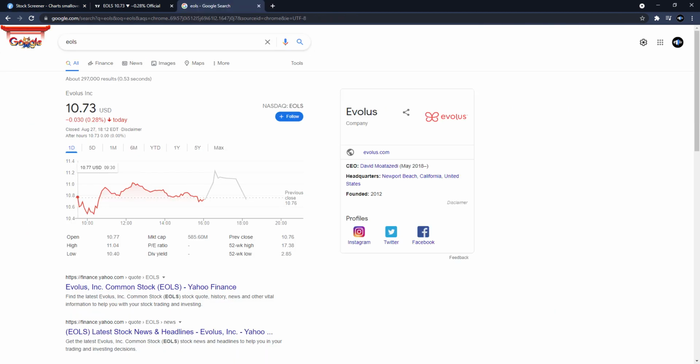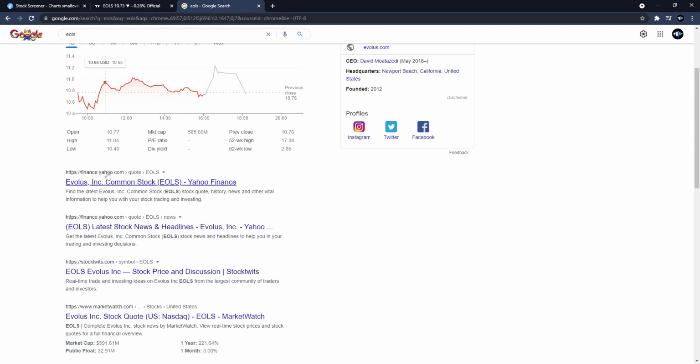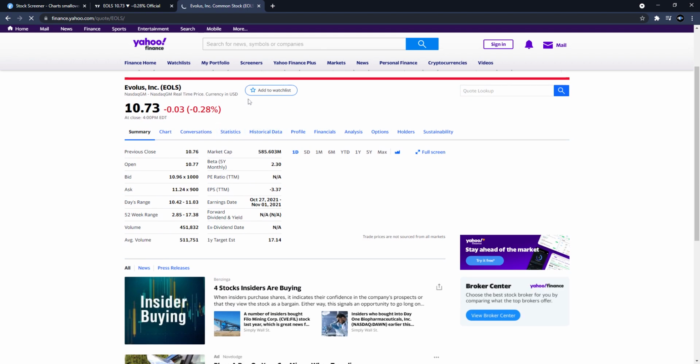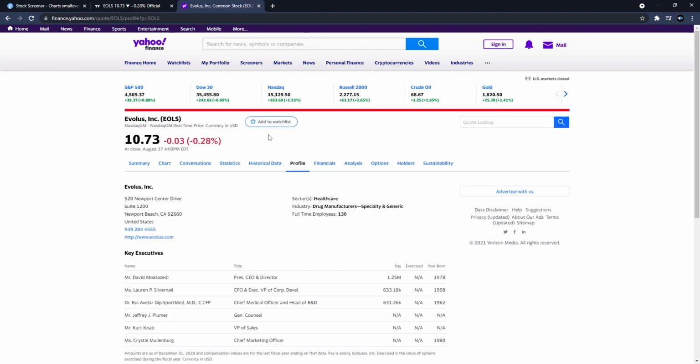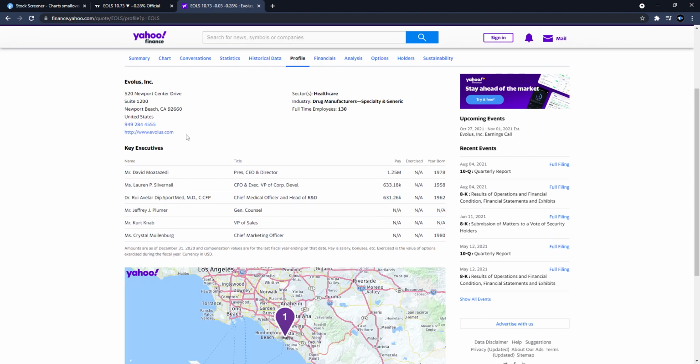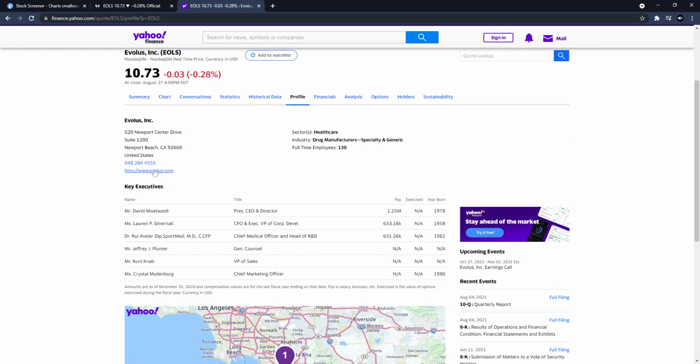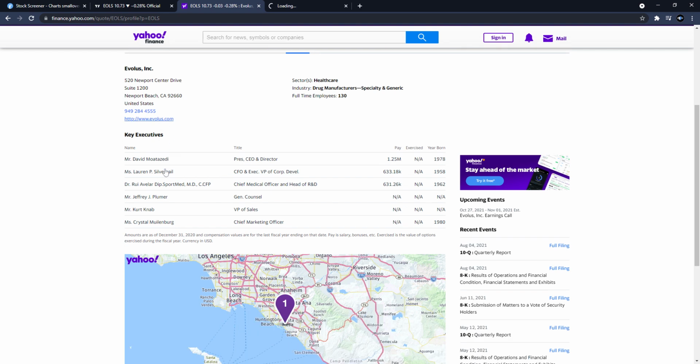So as you can see here, we have Evolus. I don't know if that's the right way to pronounce it, but if you go on Yahoo Finance right here, you can see if there's some information about it. Yeah, we have. Go on profile. That's the simplest way I found out what the company does. They are located in Newport Beach. This is their website. You can go and check it out too.